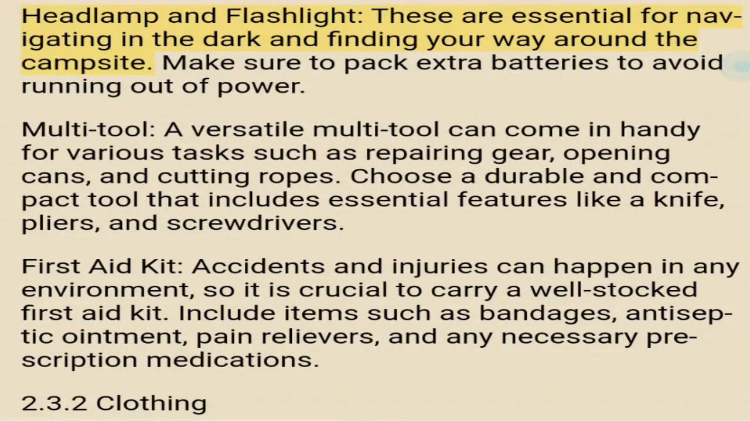Headlamp and flashlight. These are essential for navigating in the dark and finding your way around the campsite. Make sure to pack extra batteries to avoid running out of power. Multi-tool. A versatile multi-tool can come in handy for various tasks such as repairing gear, opening cans, and cutting ropes. Choose a durable and compact tool that includes essential features like a knife, pliers, and screwdrivers.